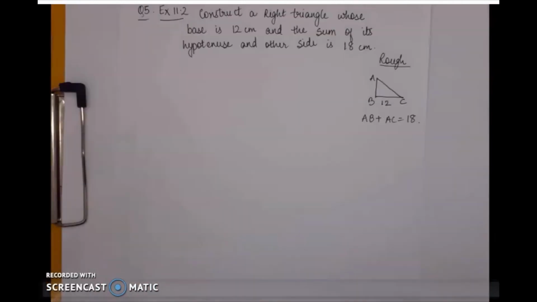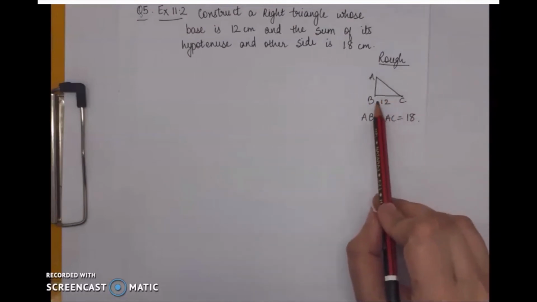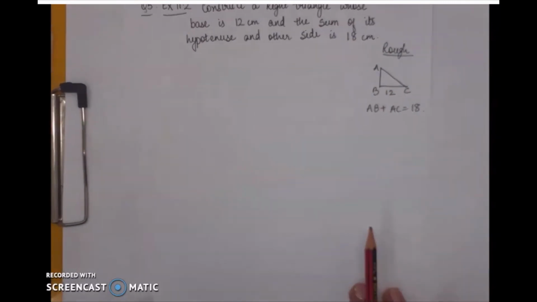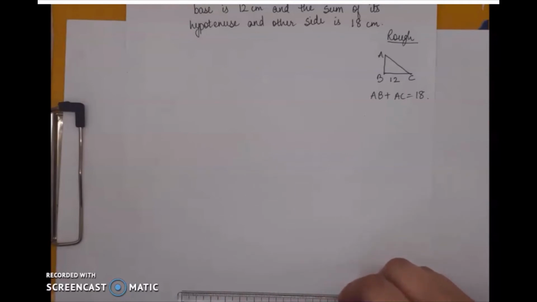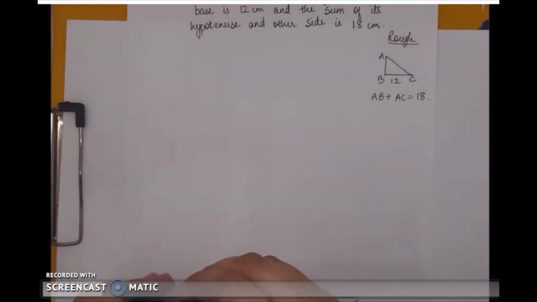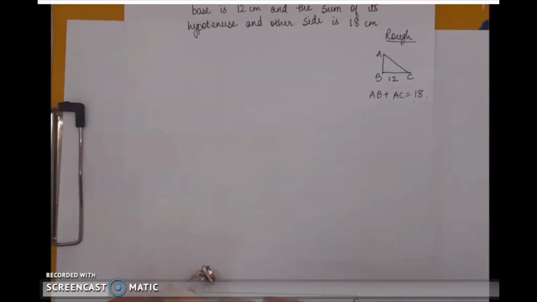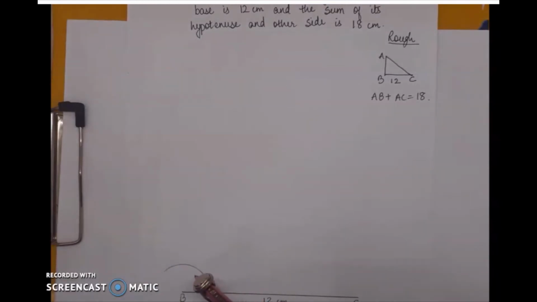So this is question number 5 of exercise 11.2. Construct a right triangle whose base is 12 centimeter and the sum of its hypotenuse and the other side is 18 centimeter. So base BC is 12 centimeter and sum of other two sides is given as 18. So BC 12 centimeter I have taken. Then I have to construct angle B as 90 degree because it's given it's a right angle triangle. So I'm making angle B 90 degree.